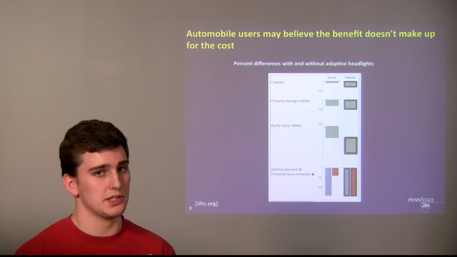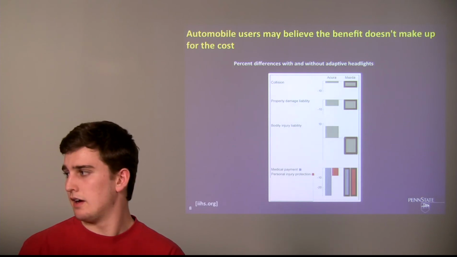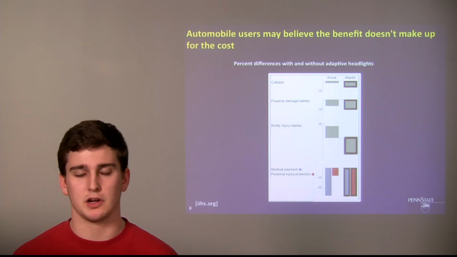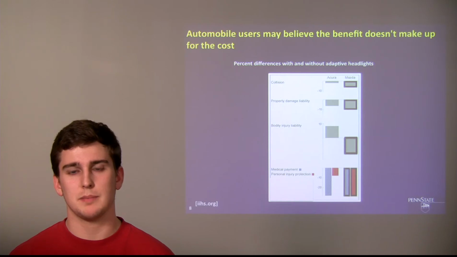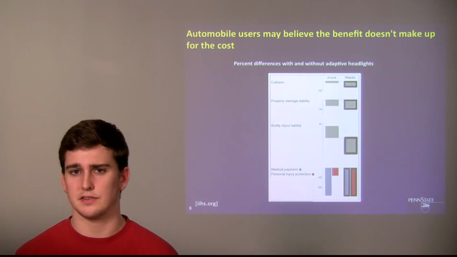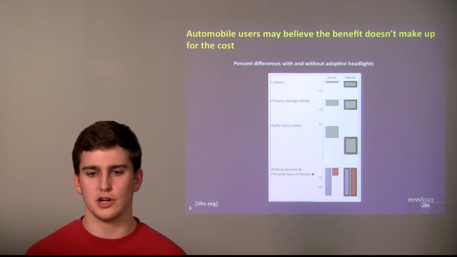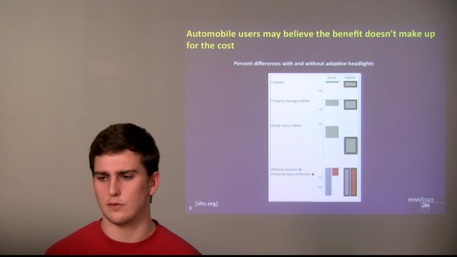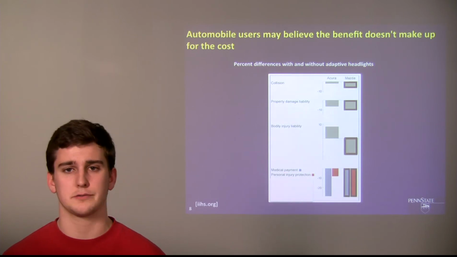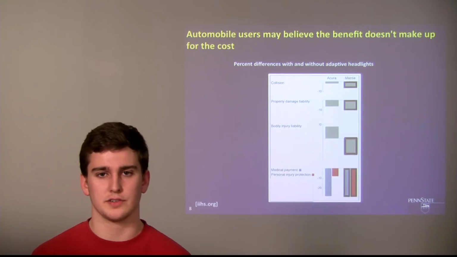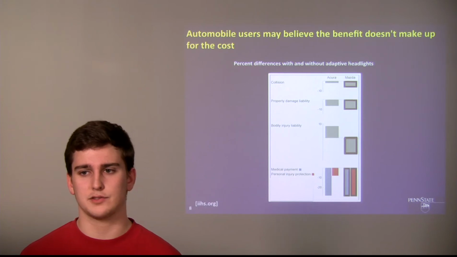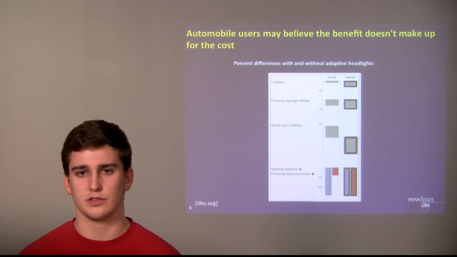Automobile users also believe that the benefit doesn't make up for the cost. Some people have this misconception, but in reality, for a Mercedes class, for example, the average adaptive headlight is about $700, whereas a normal headlight, say for Ford or Chevrolet, is about $200. Yes, that's about a $500 difference, of course, but I feel strongly that the difference is worth the money.